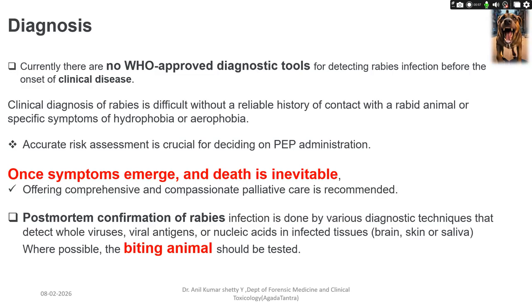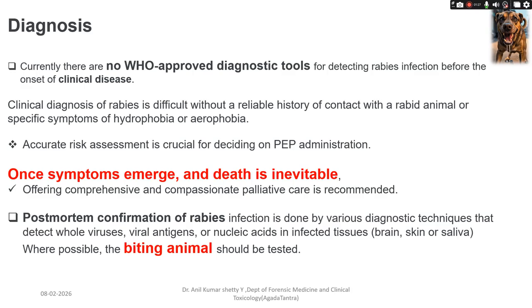Diagnosis: as explained, there are no WHO approved diagnostic tools for detecting rabies infection before the onset of clinical disease. Clinical diagnosis of rabies is difficult without a reliable history of contact with a rabid animal or specific symptoms of hydrophobia or aerophobia. So, once we see the symptoms of hydrophobia or aerophobia, then only can we confirm the case as rabies.